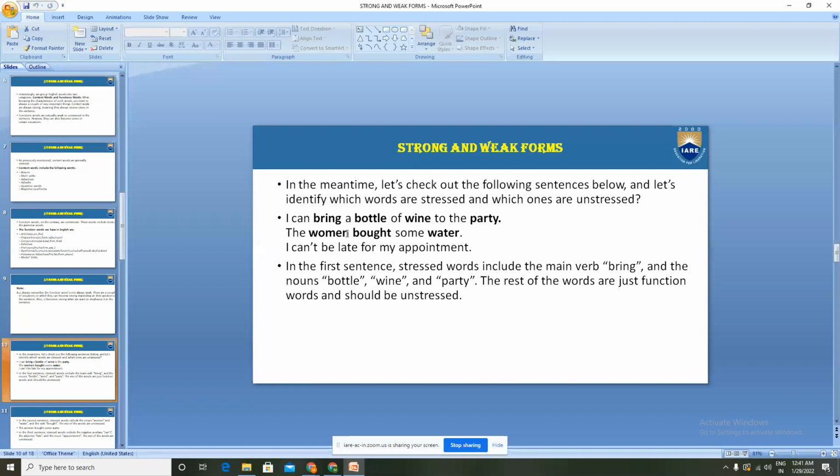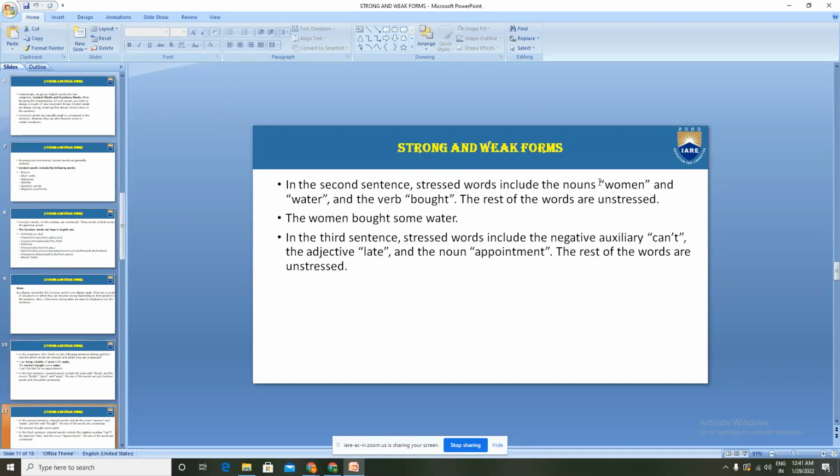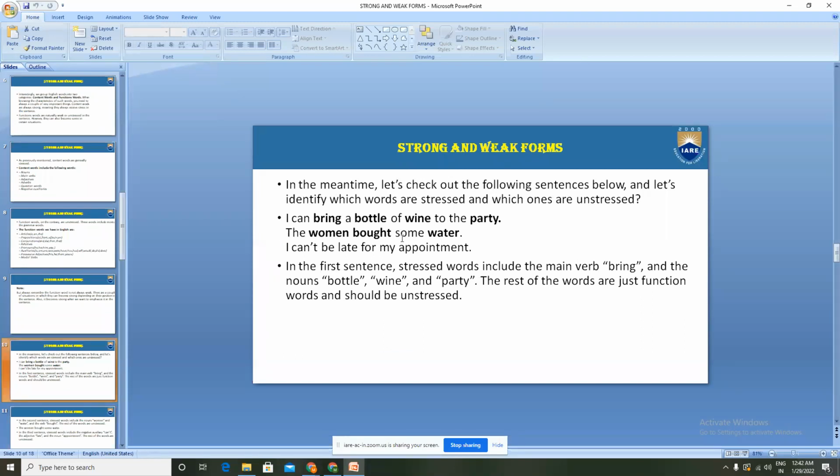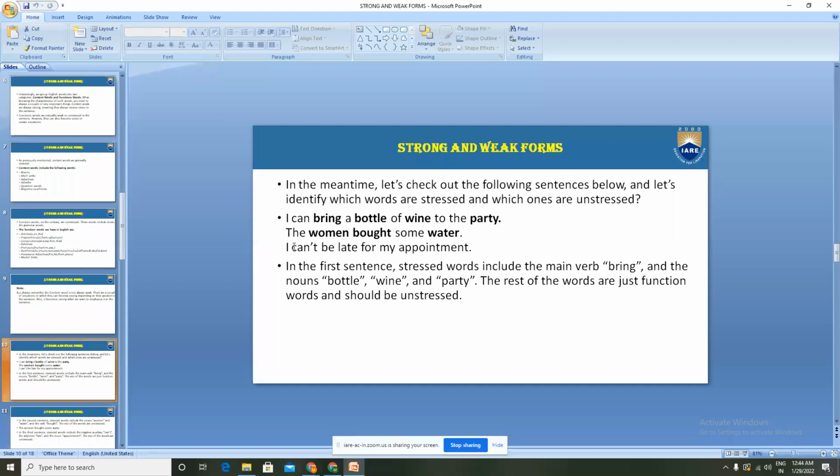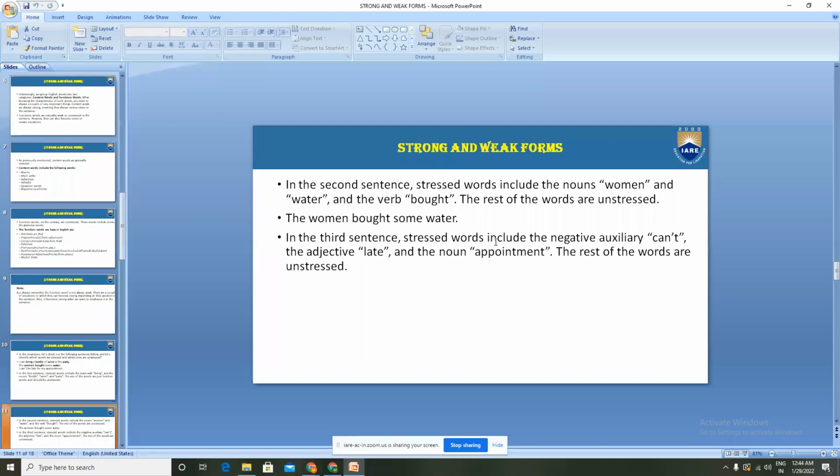Late and appointment. So, I can't be late for my appointment. Here, in the third sentence, the stressed words include can't, late, and appointment. Even negative auxiliaries, as I told you, should also be stressed. Only three words we have to stress, and the remaining words we leave unstressed.